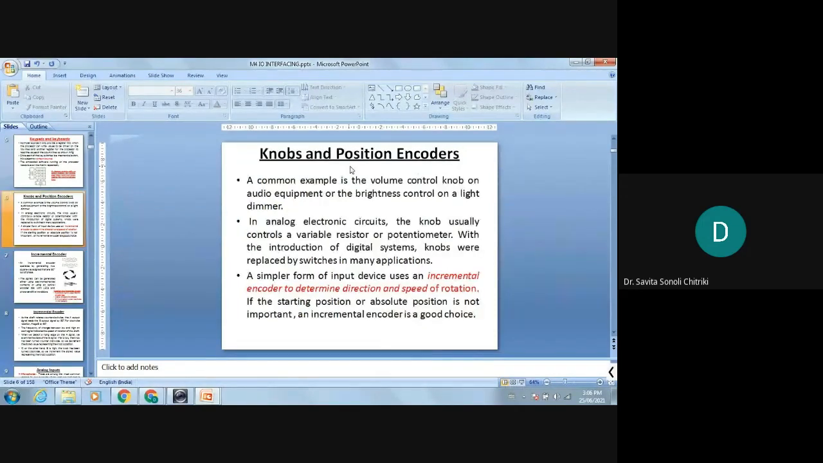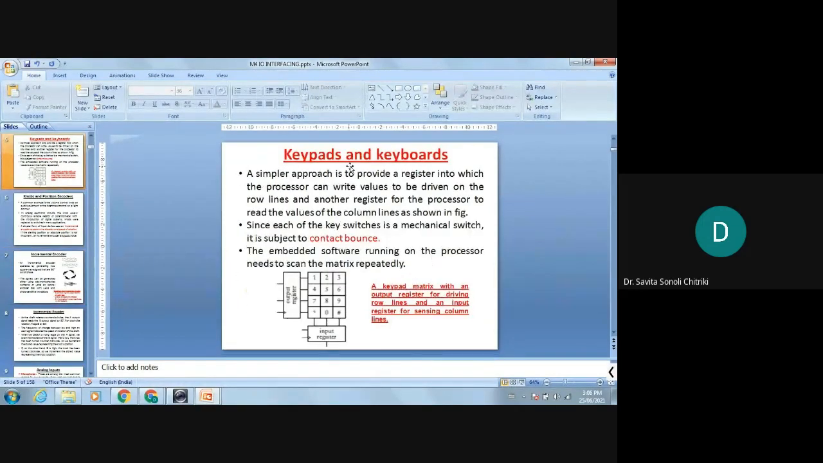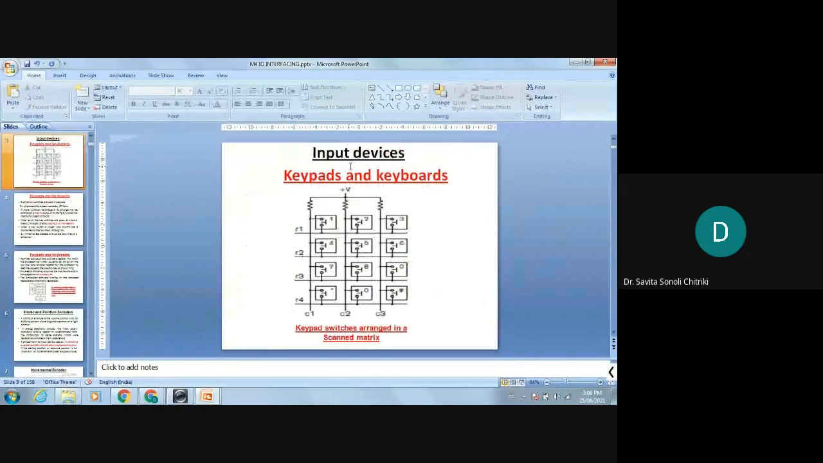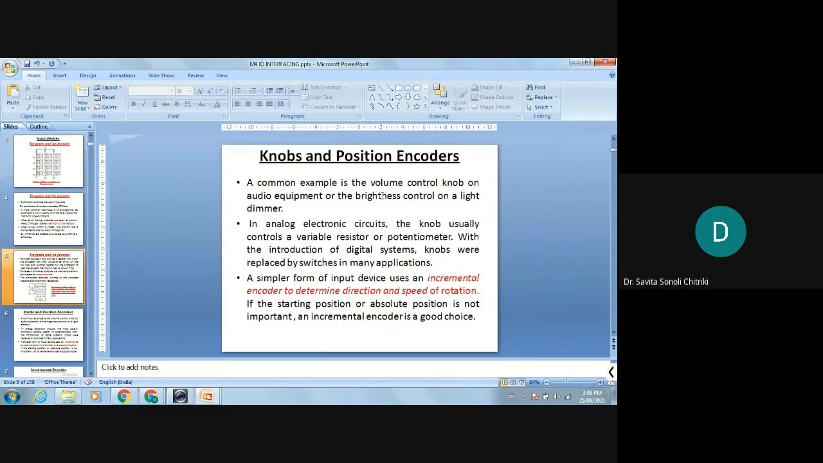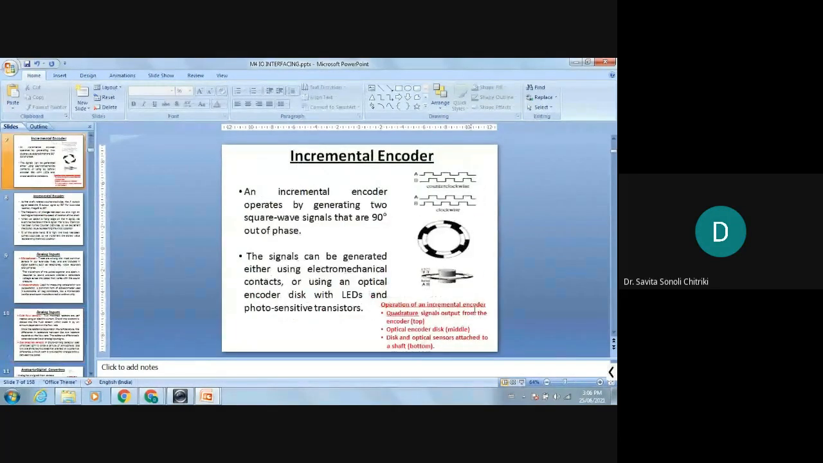Have you drawn this figure, all of you? I had told you to draw this figure. Yes. Yes, ma'am.